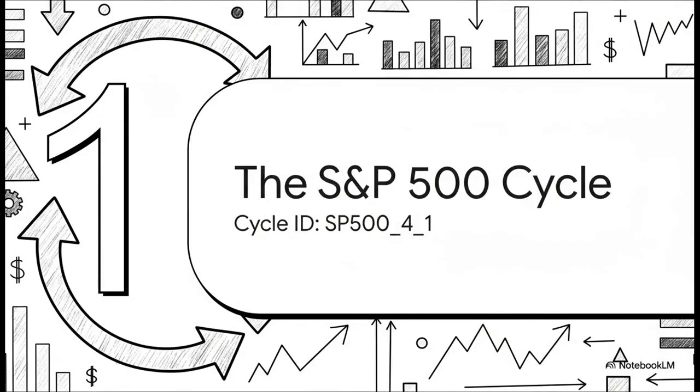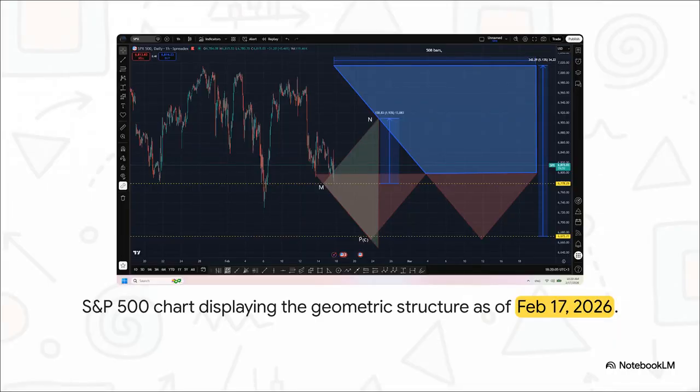Okay, so let's turn our attention to the main subject of today's documentation. We're observing a very specific, designated cycle in the S&P 500 index. The official ID for this one is SP500_4_1. So let's take a look at the actual structure we're talking about.